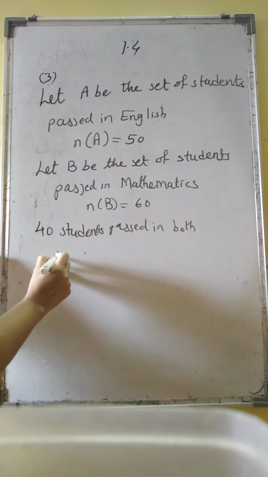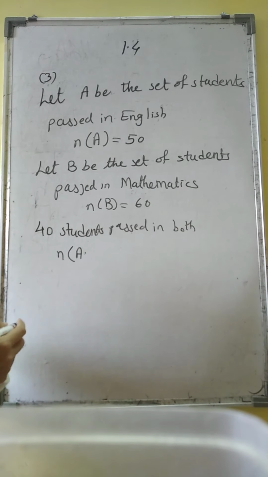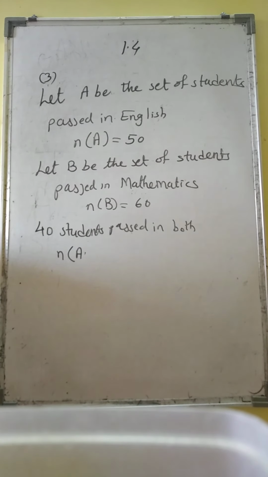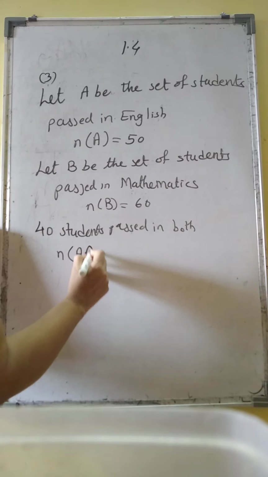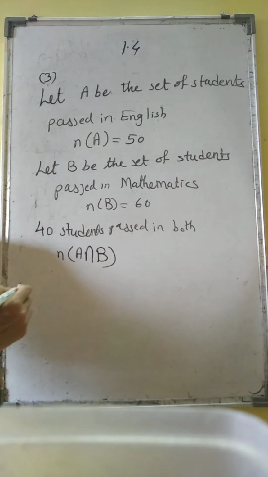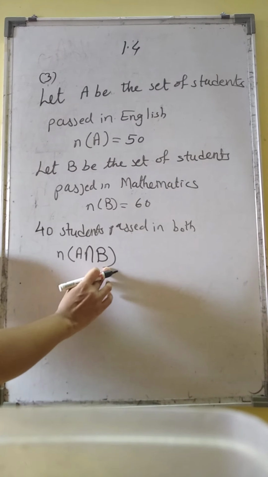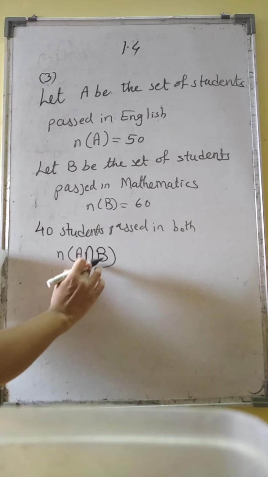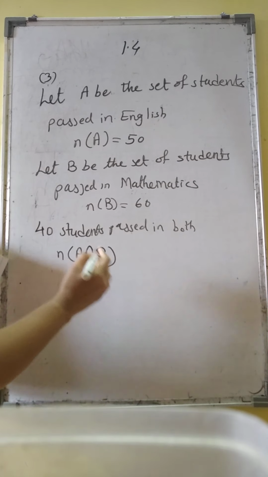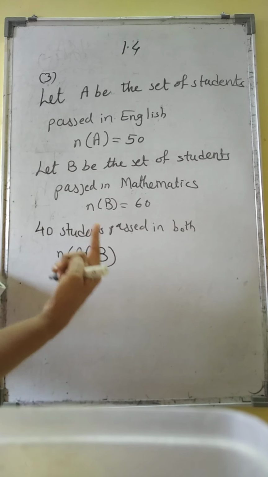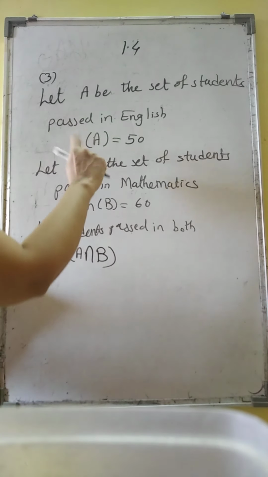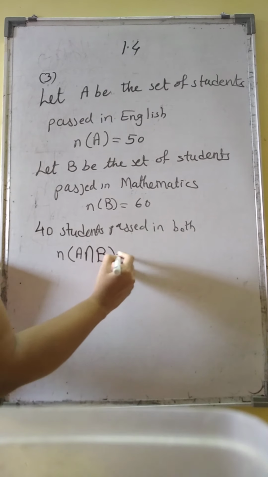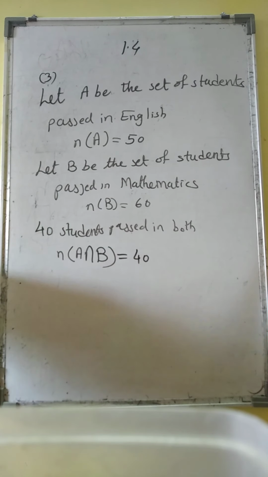That means what? What does this pass in both mean? What will come? It will come as intersection, not as union. Both, na? So in A also and in B also. So we will have A intersection B. If they say one out of this, then we will use union. But when they say both, A also and B also, then intersection will come. So this will come as 40.